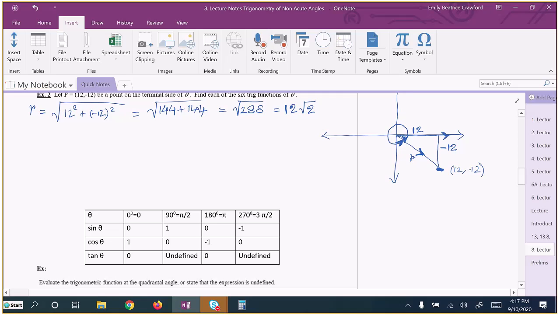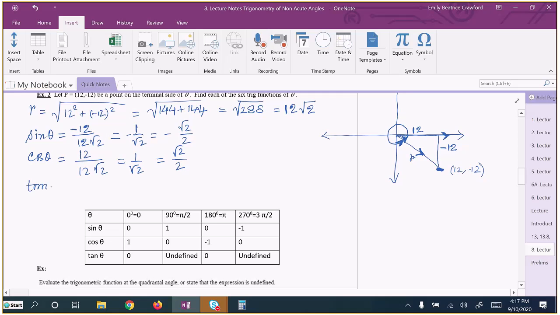So what I do with this now, I'm going to find the trigonometric ratios. So sine theta is opposite, and opposite is negative 12 in this situation, over 12 square root of 2, which is negative 1 over square root of 2. And remember, rationalizing will give you negative square root of 2 over 2. That's one way of writing it. Cosine theta is going to be adjacent, which is 12 over 12 square root of 2. So this is positive 1 over square root of 2. And that one you can write after rationalizing as square root of 2 over 2.